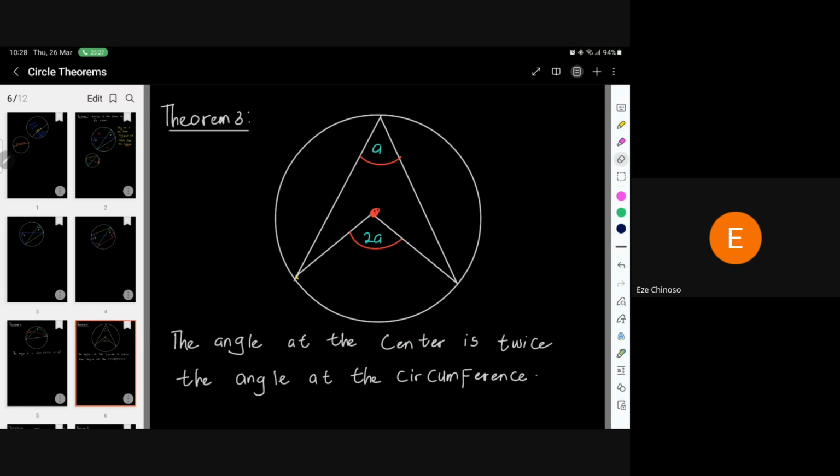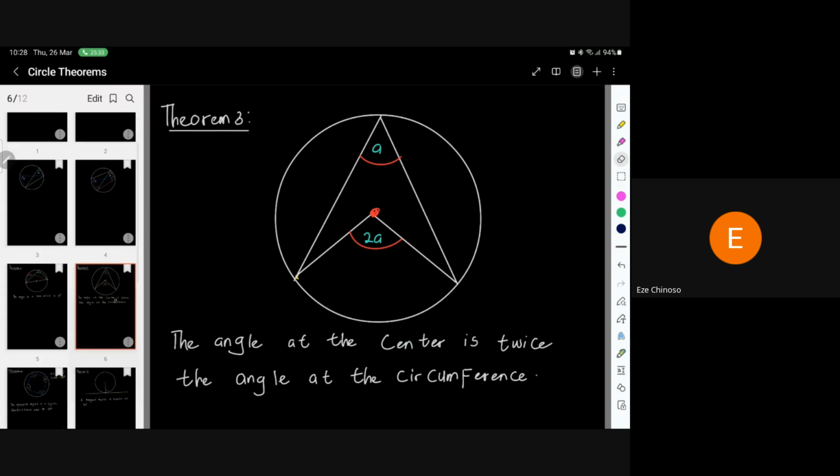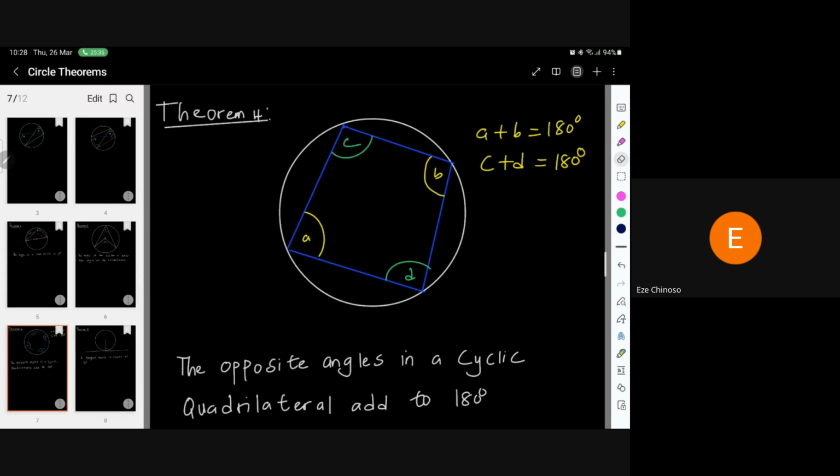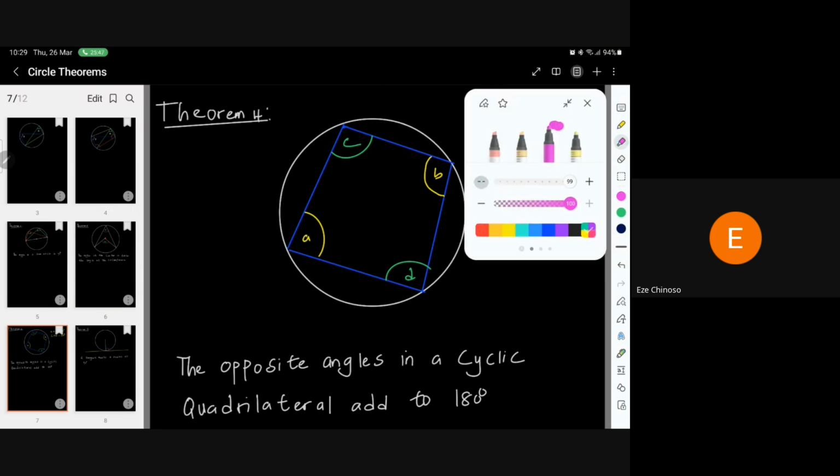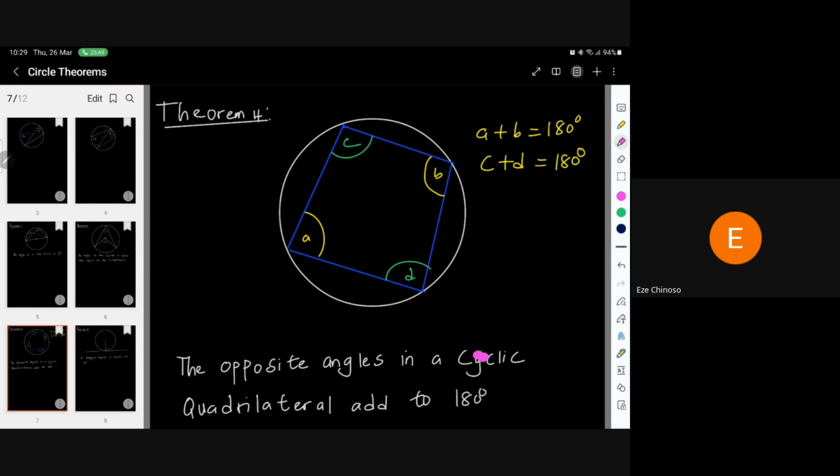Now, the next theorem is theorem number 4. I've done theorem number 3. Let's look at theorem number 4. Now, theorem number 4 is quite interesting and it's quite easy. That theorem simply says that the opposite angles in a cyclic quadrilateral add up to 180.